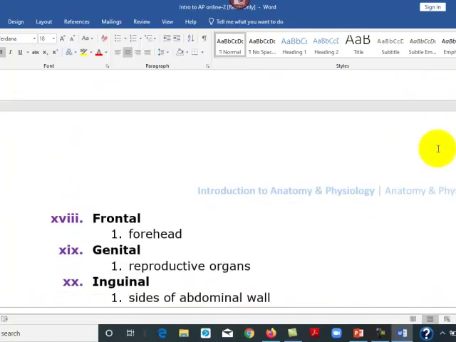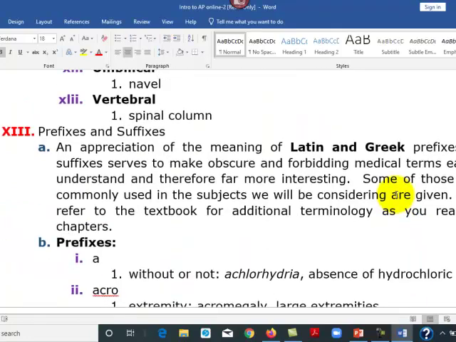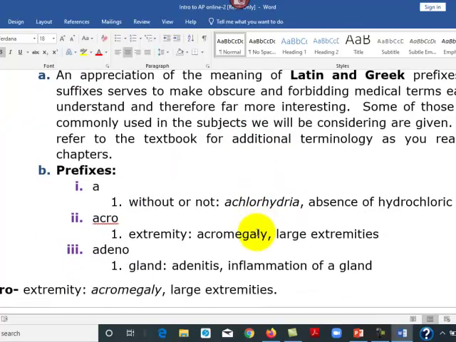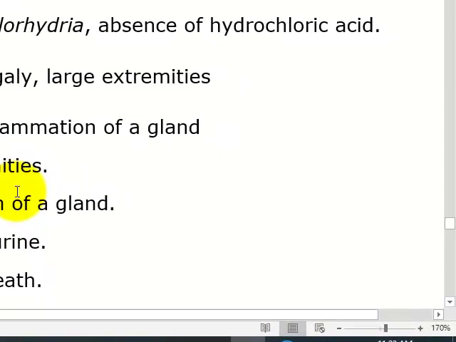Here we go. Prefixes, suffixes. You're going to have these on your first exam. There's about 10 of them. If you learn prefixes, it helps you throughout anatomy hugely, because a lot of times it will tell you what a body part is, or if you don't know what a term means, if you know the prefix or suffix, you can figure it out pretty easily.